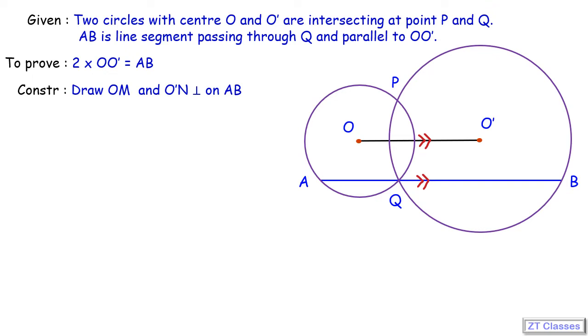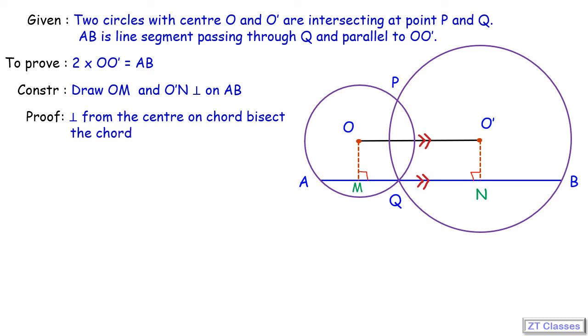First I am drawing perpendicular from O on AB. Let's call it OM. So this line is perpendicular here. Let's make this angle 90 degree. Same way we are drawing the another line ON perpendicular to AB. So this angle is also 90 degrees. Let's check the proof of it.